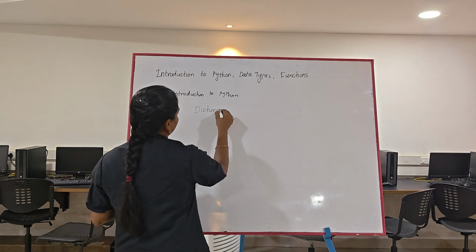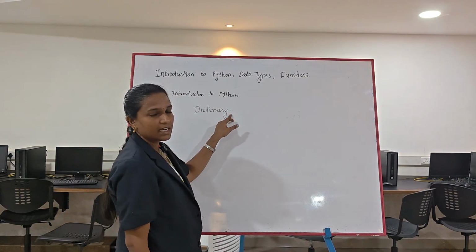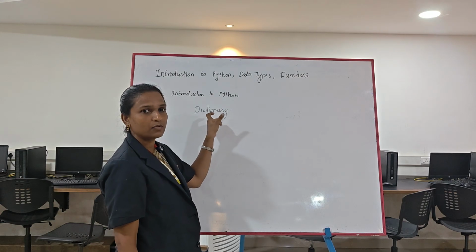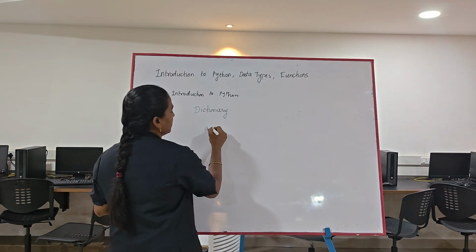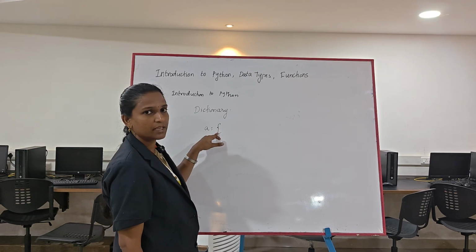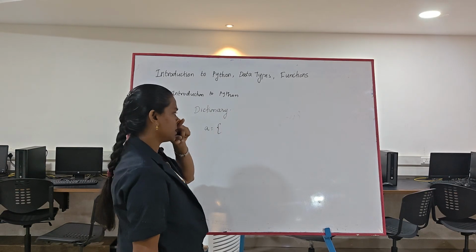Dictionary. So a dictionary consists of keys and values. The keys and values are separated by commas. A dictionary is enclosed in curly braces. It consists of keys and values, and the values are separated by commas.